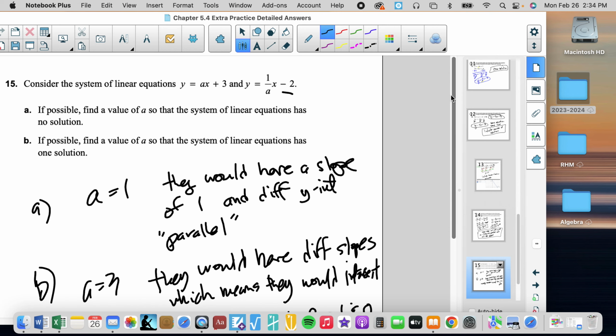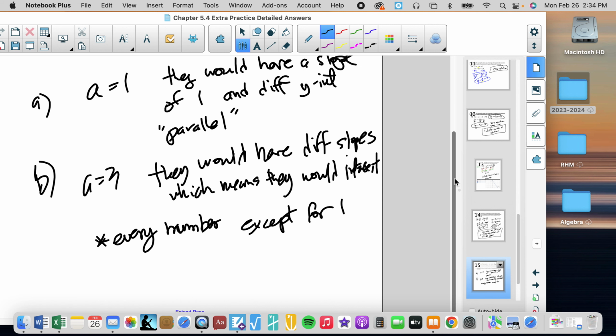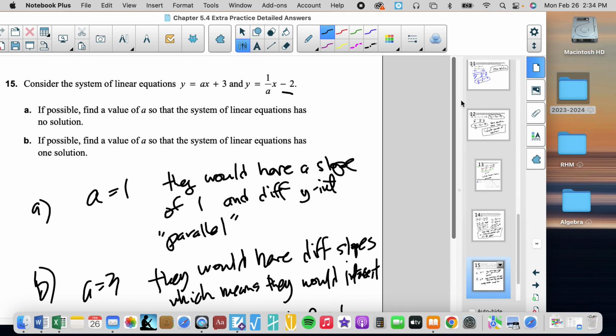Oh, 0 with 0. Undefined. Those would be perpendicular. Nope, sorry, it's just for 1. Because if you have 0, sorry, every number except for 0. Or every number except for 1. If you have 0, I think that they would be, no.